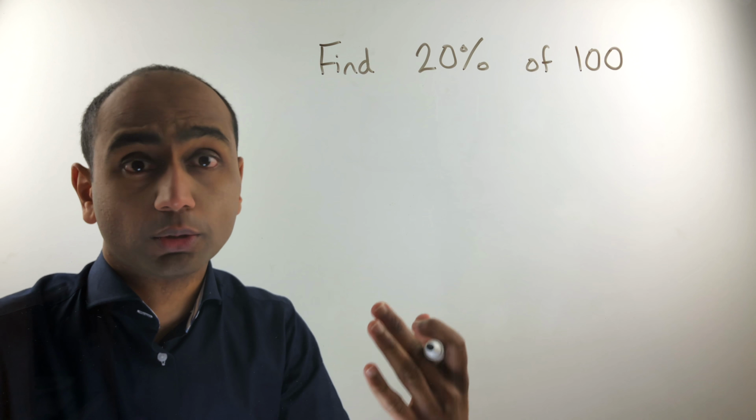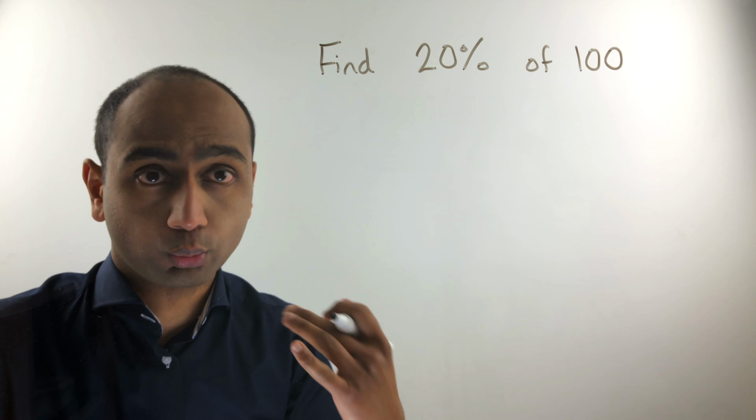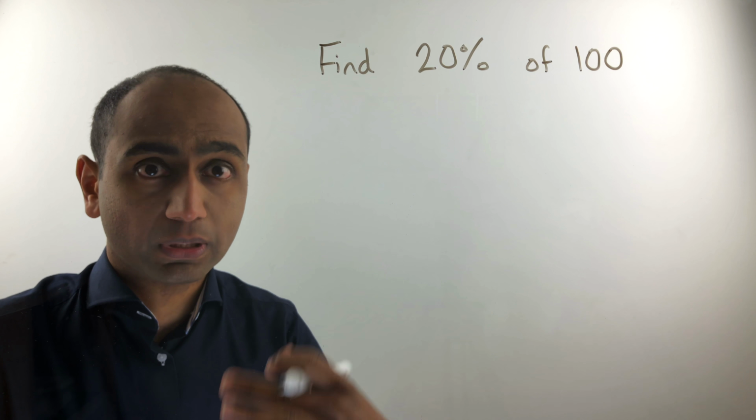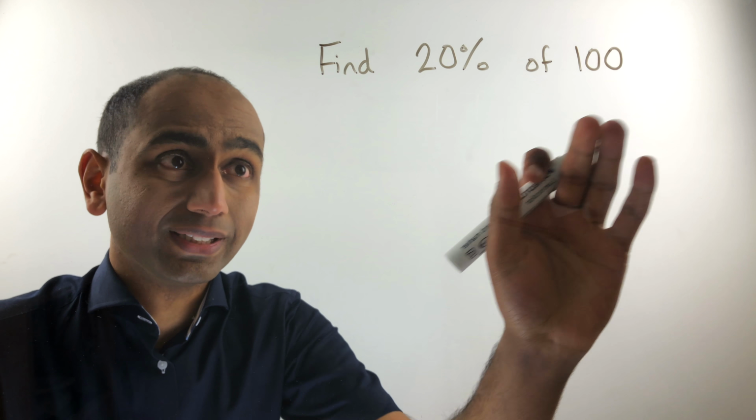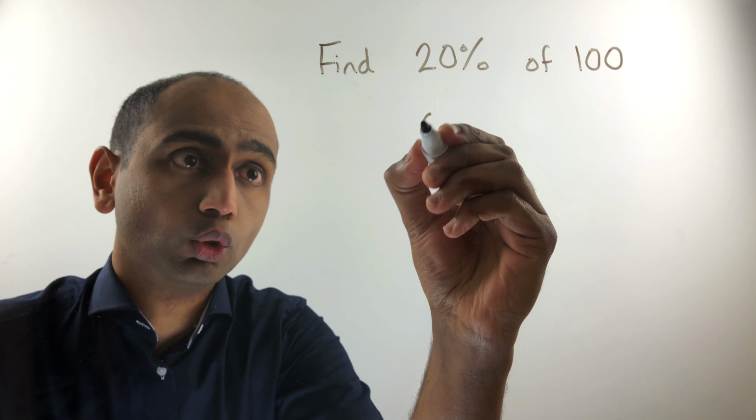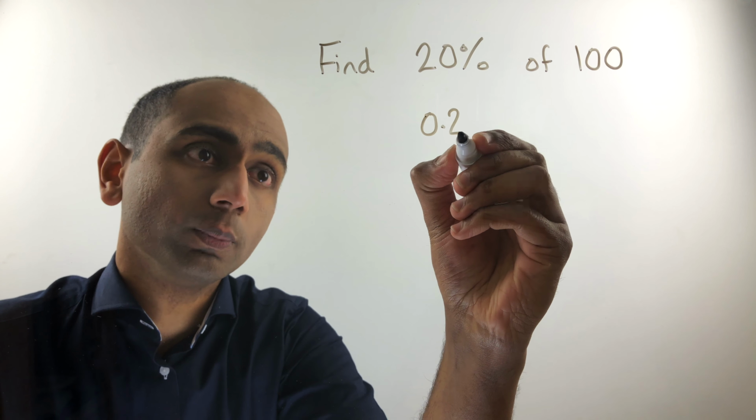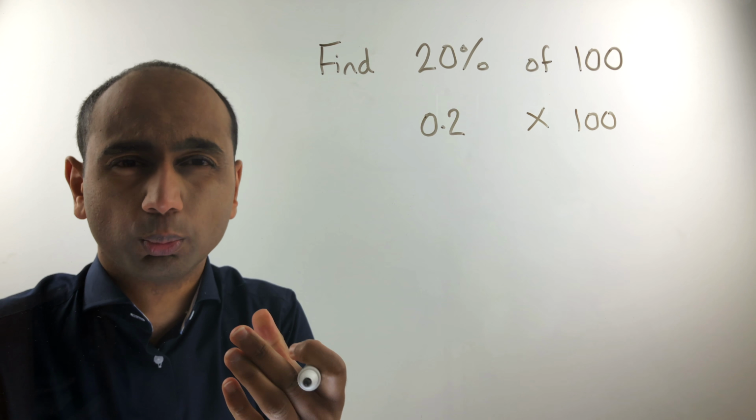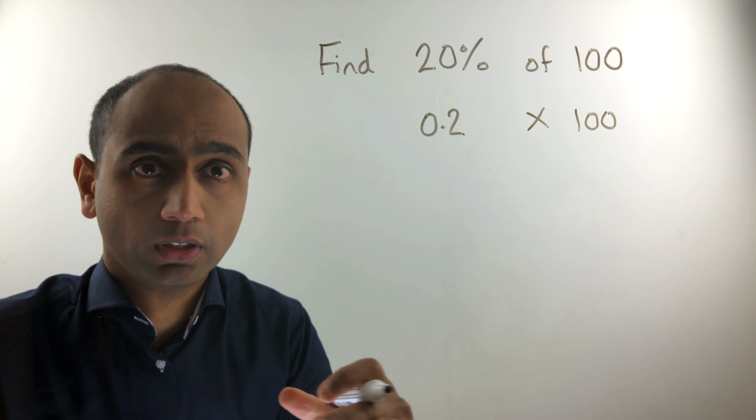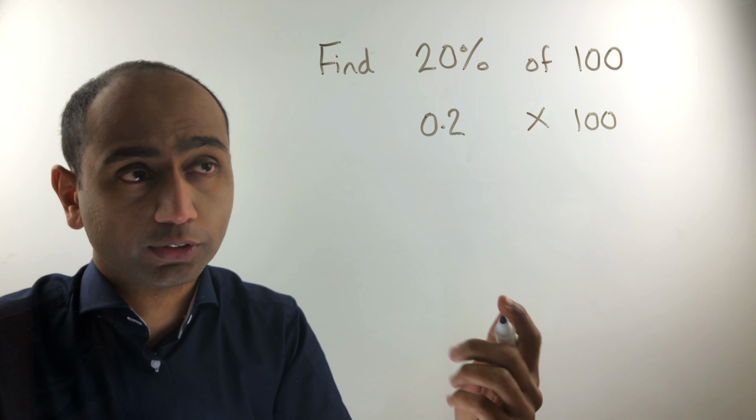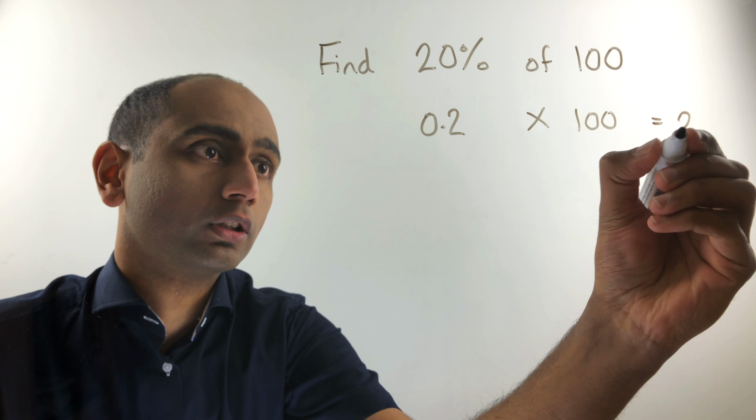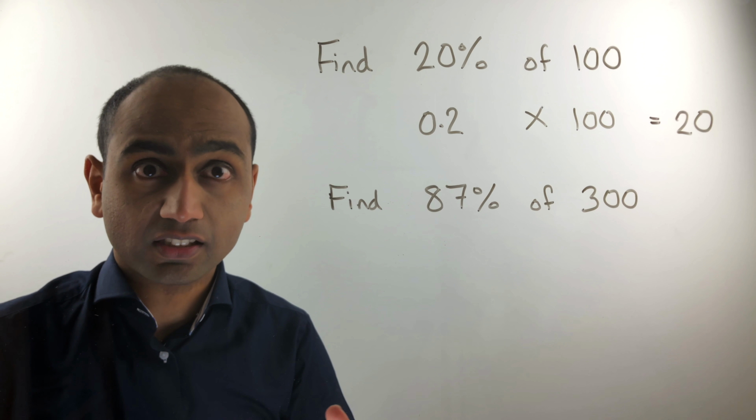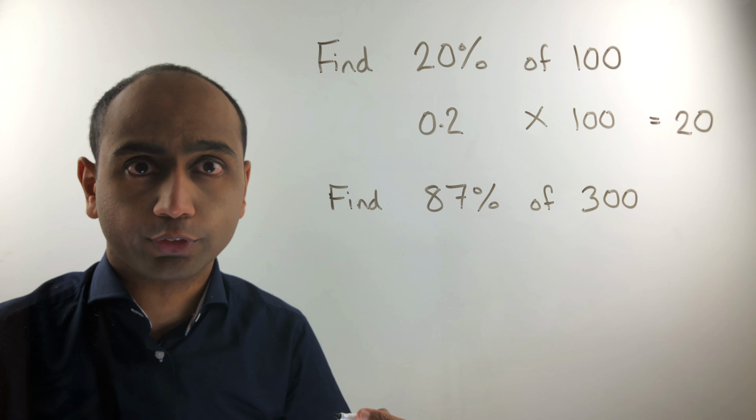Now, with this example, you can probably do that in your head. 20% of 100 is simply going to be 20. But let's see how we could do it using a decimal multiplier. So 20% as a decimal would be 0.2 or 0.20 if you prefer. And 20% of 100 would mean that we would do 0.2 times 100. We want 0.2 lots of 100. And you could do that in your head, or you could use a calculator, and you would get an answer of 20.